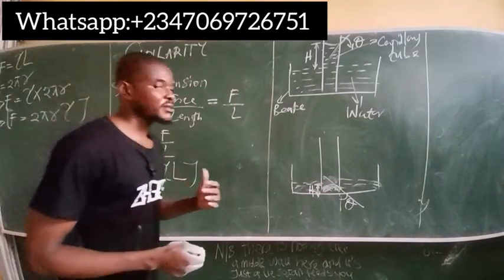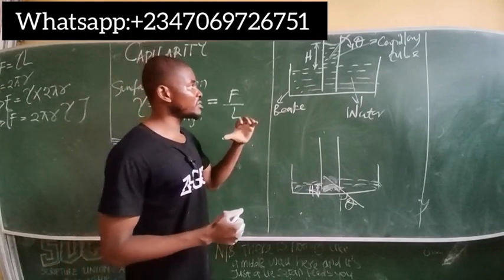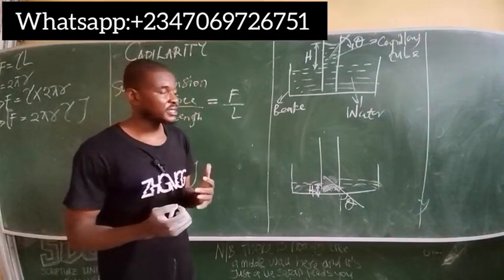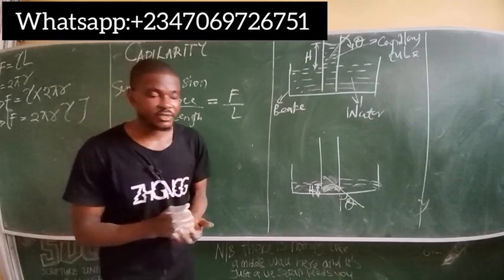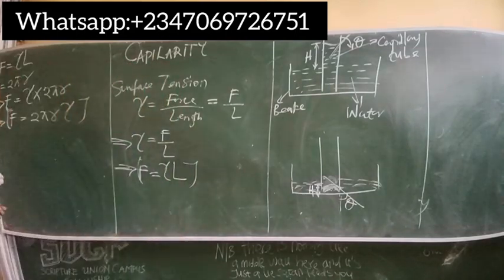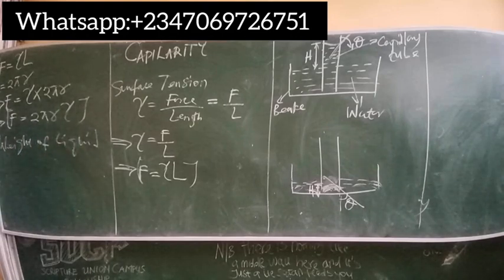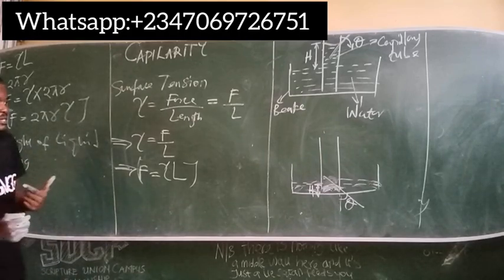I also said that for this liquid in the capillary tube to be in equilibrium, there must also be a weight of the liquid. What then is the weight of this liquid? The weight of the liquid in the capillary tube. Of course, we all know that weight is simply mass times gravity. This is the formula for weight: mass times gravity.